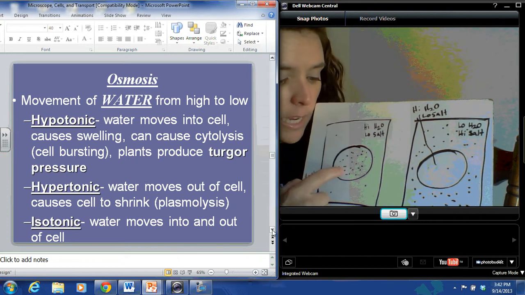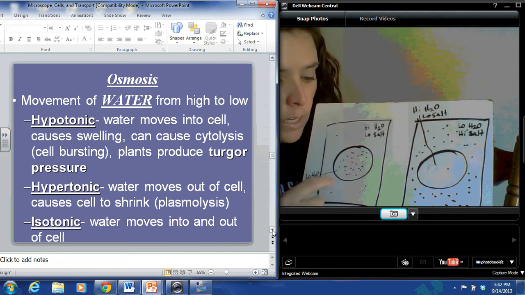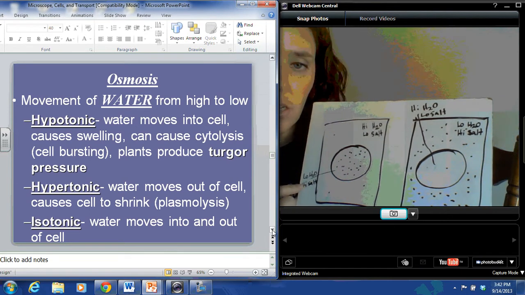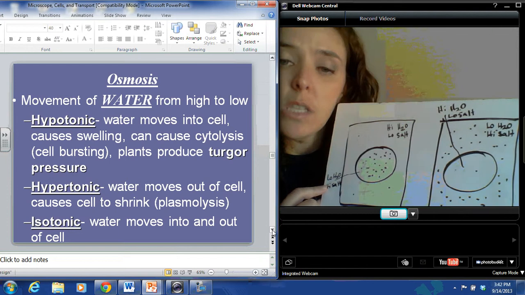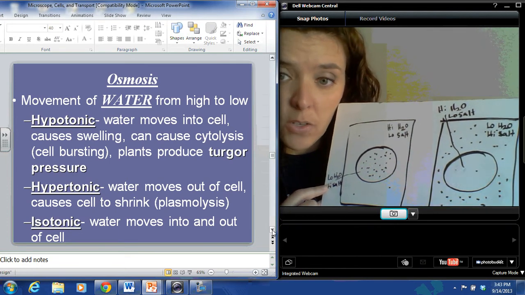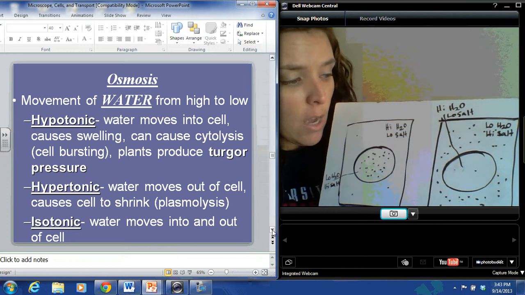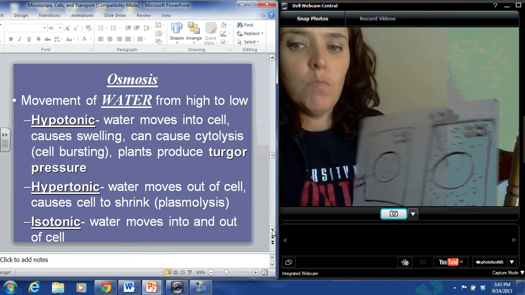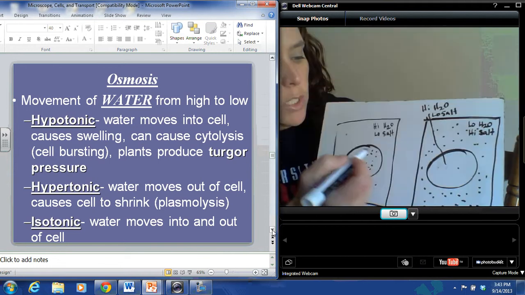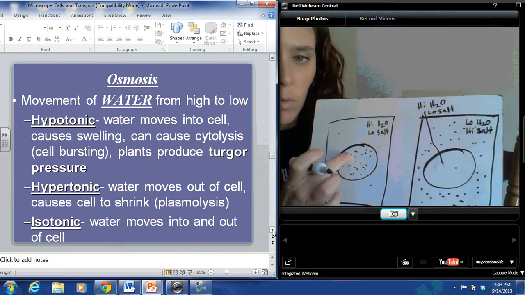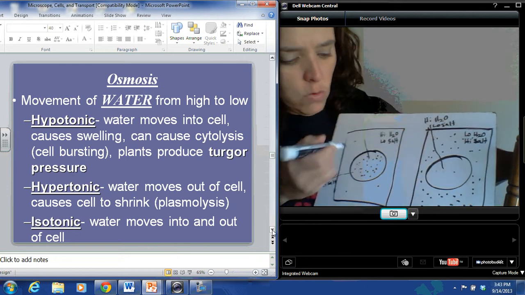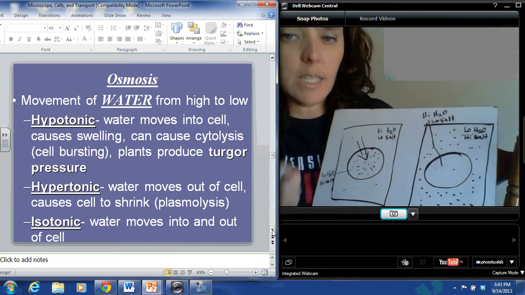But on the inside, there's a lot of salt and just a little bit of water, which I have labeled here. So low water, high salt. Well, according to osmosis, water moves from a high water concentration to a low water concentration. Well, that means that water is going to move, take the lid off my marker. Water is going to move from where there's a lot of water to where there's a little bit of water. So water is going to move into the cell.